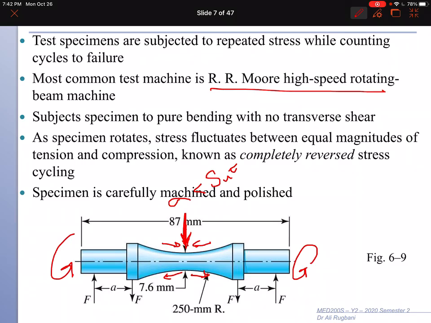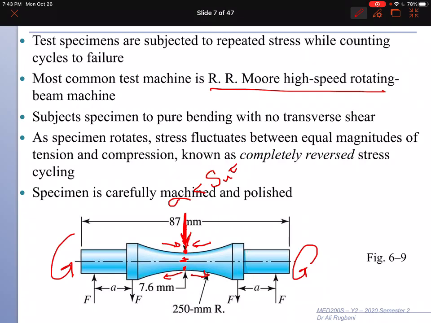When you rotate, any point on the top surface here, which has compression stress, after rotating half a cycle or half a rotation, this point will move here, and instead of compression, it will have tension. So each point on the surface will go through compression, and at the middle there is no stress, at the bottom there is tension, and then no stress, and then compression, and so on. So it will have variable stresses, stress increase and decrease.